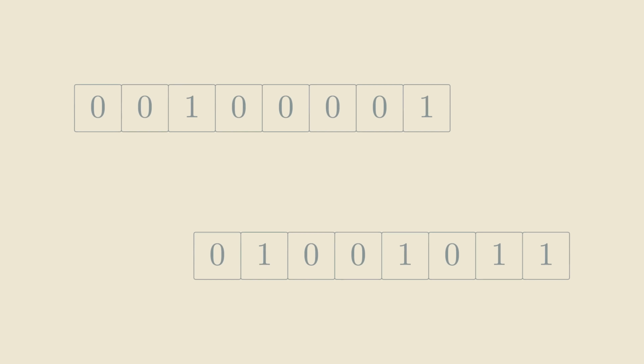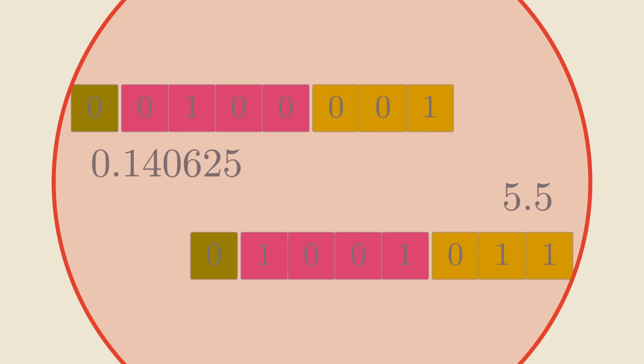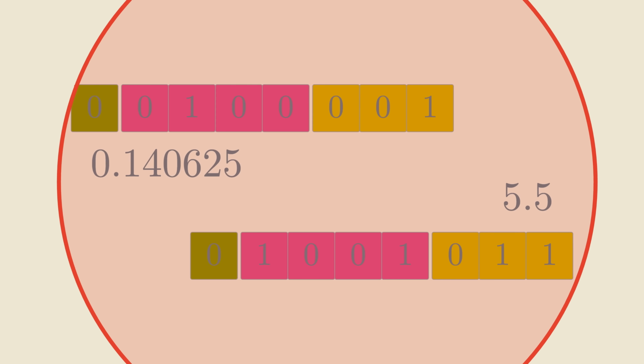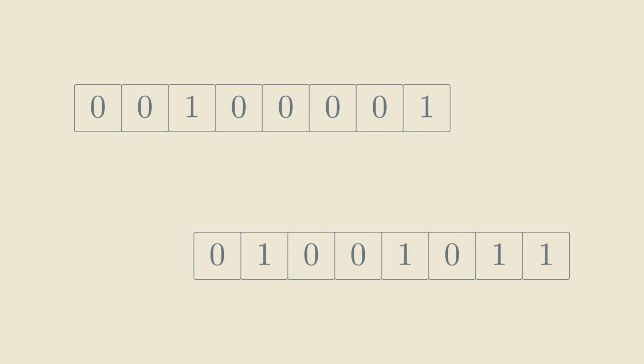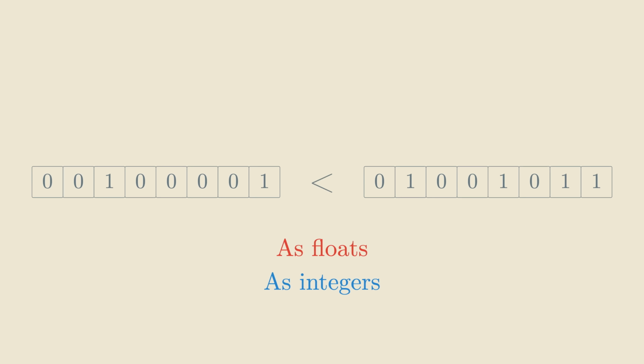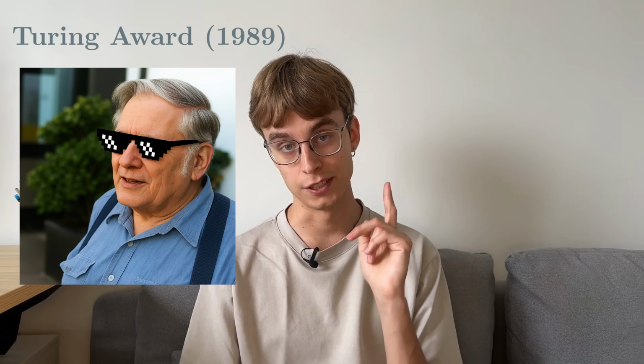Take two 8-bit strings. Let's first interpret them as floats. In this case, the first floating point number is smaller than the second one. Now, let's use our integer lens and view the bit strings as integers. Although the new numbers look very different from the original ones, it's still true that the left integer is smaller than the right one. And the float format was designed so that for positive numbers, this is always the case. So Mr. Kahan, he really knew what he was doing.